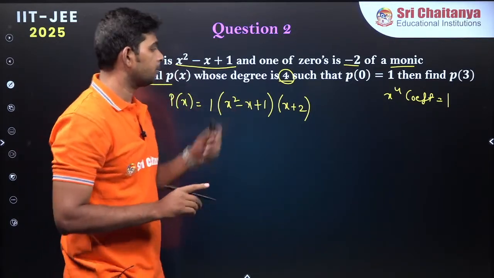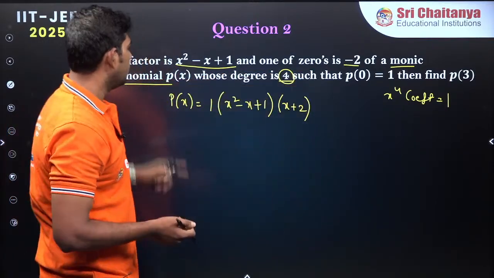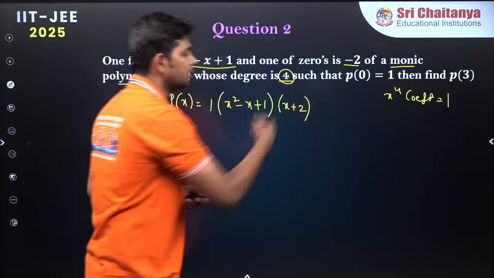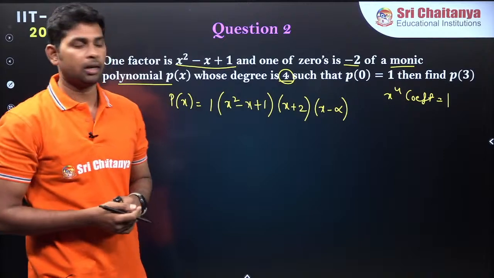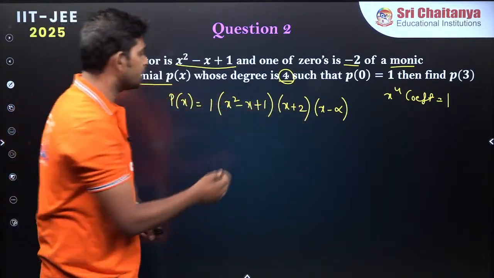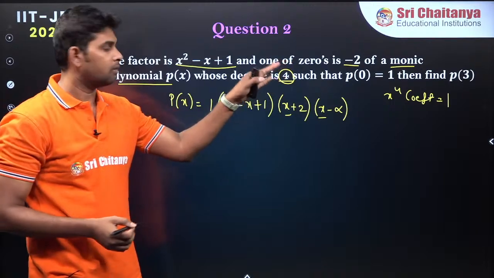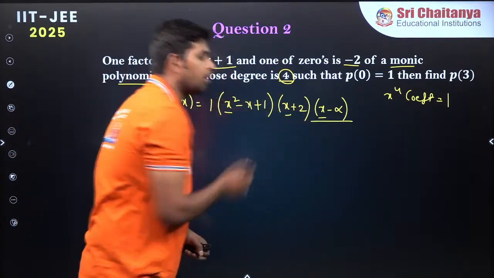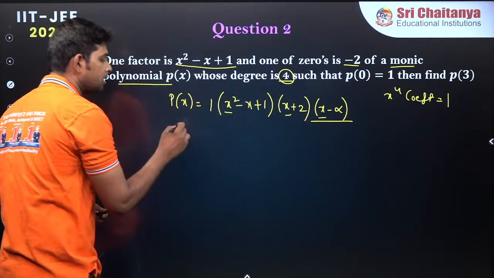Now you can see x square minus x plus 1 times x plus 2, because 0 they have given, minus 2 there, and degree 4, one more condition is there. We don't know the other factor, that is why I am just taking x minus alpha here. I am multiplying by x minus alpha because power 2 is there, 1 is there, 1 is there, total we have 4 here. To get this 4th degree, I am assuming one more factor.